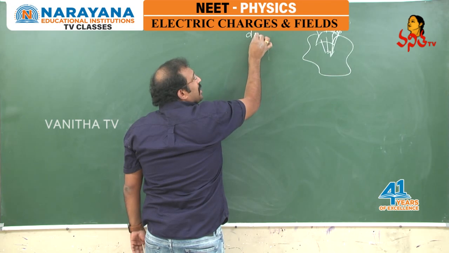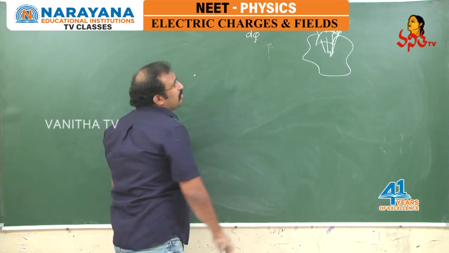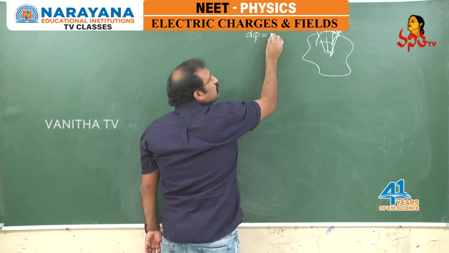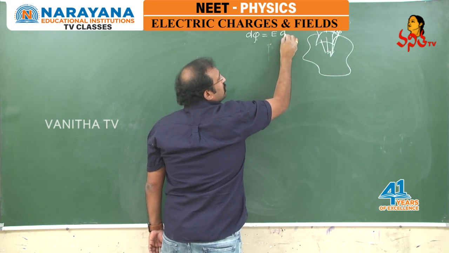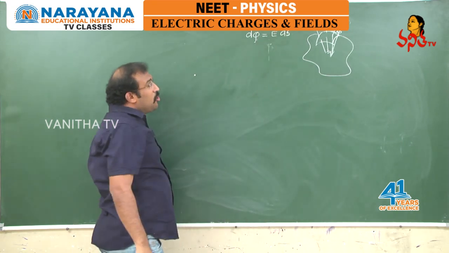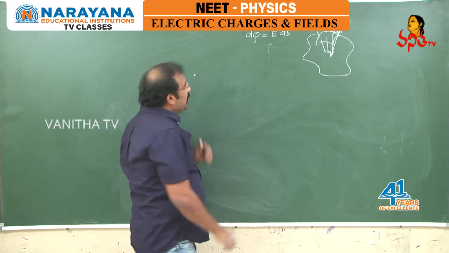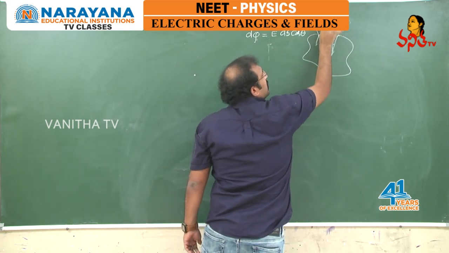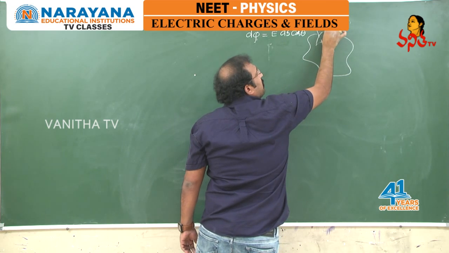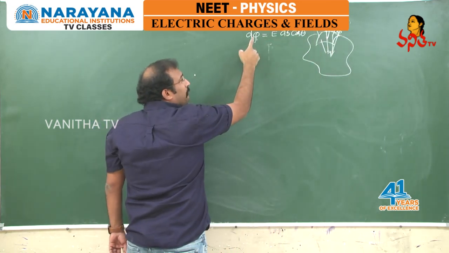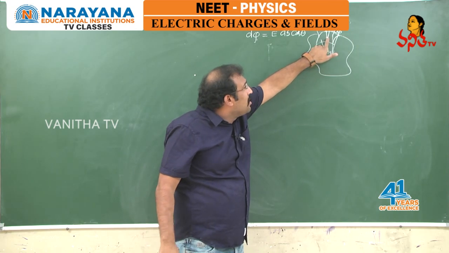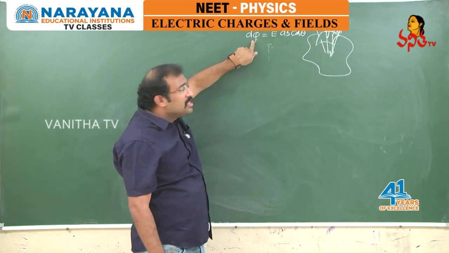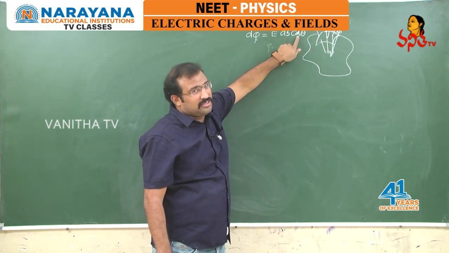The flux through the small area is represented as d phi. Always the small flux through a small area. So electric field into the small area, which is represented as dS, into cos theta. Let us think the angle between the field and the area is theta. Now I am writing the flux through the small elemental area due to the electric field of charge q enclosed by a surface as d phi is equal to E dS cos theta.